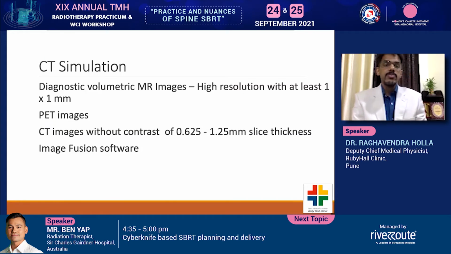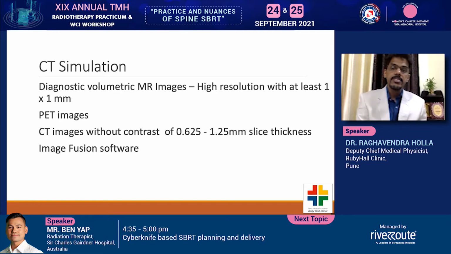Coming back to the CT simulation, the must-have images are diagnostic volumetric, high resolution MR images, with a very good capacity to fuse the images. One of the issues we face is the image fusion. But the advantage here is that the bone matching is good enough. If you are able to match the vertebral columns easily between MR, CT, or PET, you are almost done with the work. That is the advantage compared to any other site. The PET images are very advantageous here.